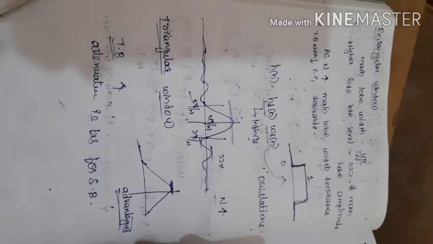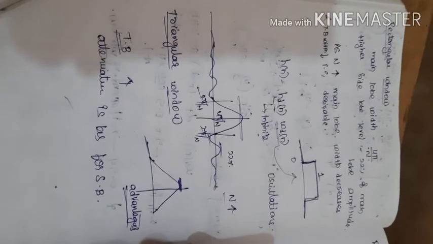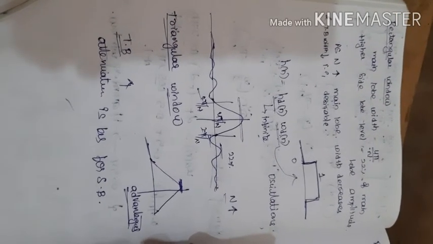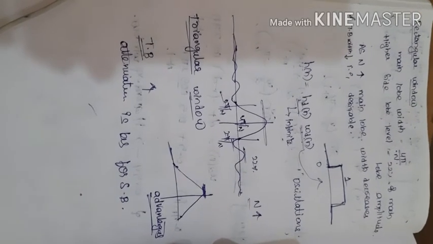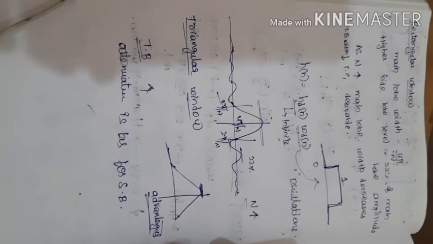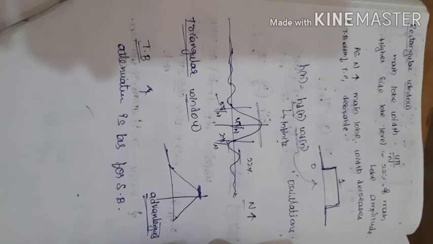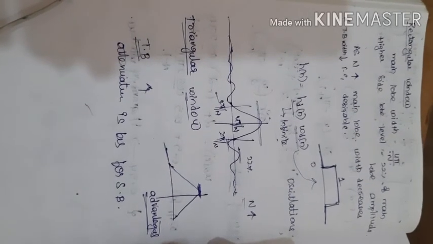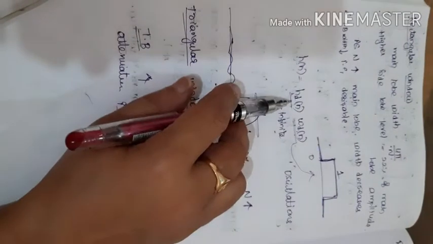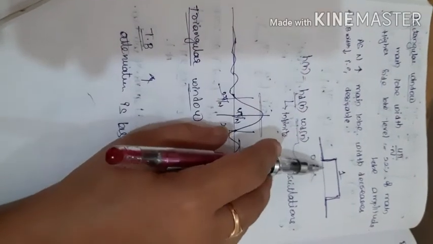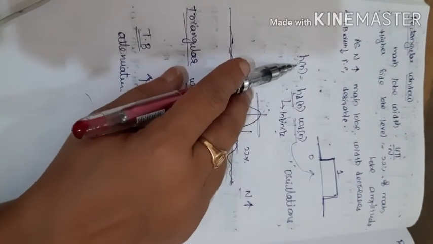So we have to truncate the series length because it is a finite impulse response we are dealing with, FIR filters. So we have to get finite limits. So how to truncate the infinite series length into finite series length? By multiplying the hd of n with the window function, we'll get finite series length.